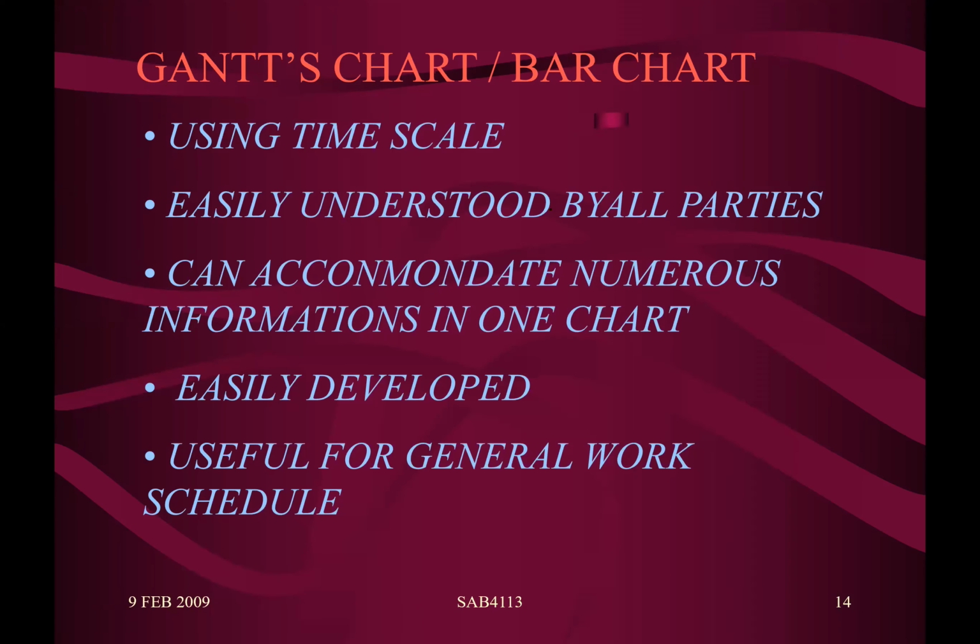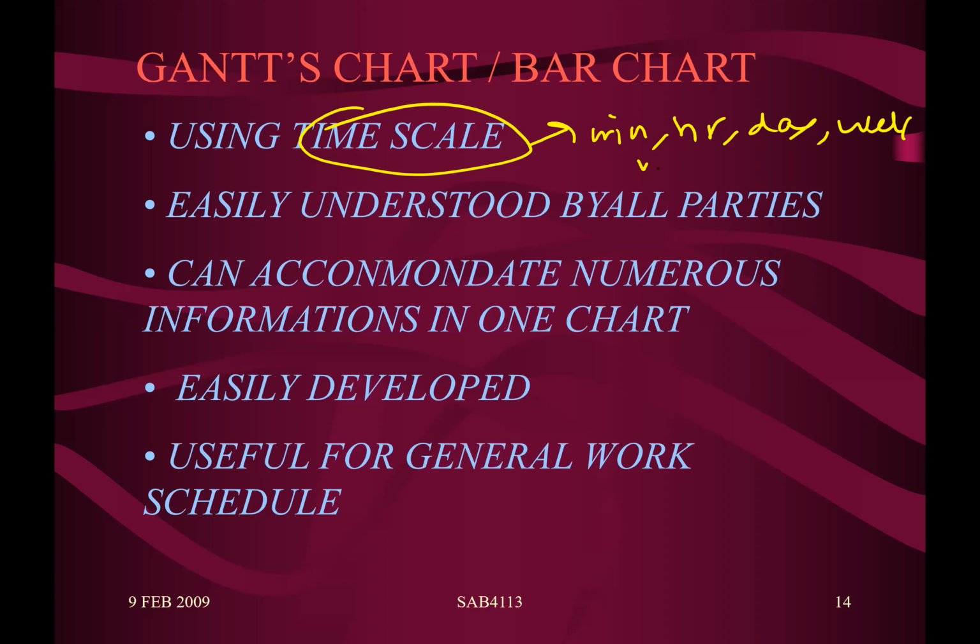Gantt chart or bar chart using a time scale. You can just simply draw it in terms of minutes, hours, days, weeks, months, years, or whatever. That's what we call time scale. Easily understood, can accommodate numerous information in one chart. Easily developed and useful for general work schedules, or even, I would say, detailed work schedules nowadays. If we are using Microsoft Project or Primavera, both the bar chart and PDM diagram are shown automatically. It's there. That is good about current software, because both the bar chart and the network diagram are shown, except that you need to click views. Otherwise, it won't appear because it is hidden somewhere.